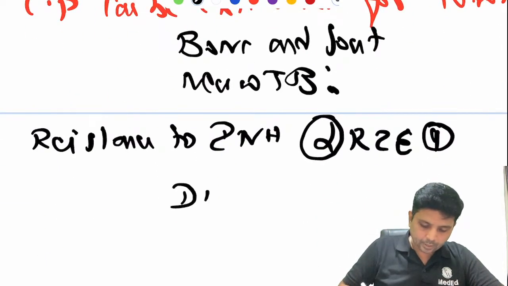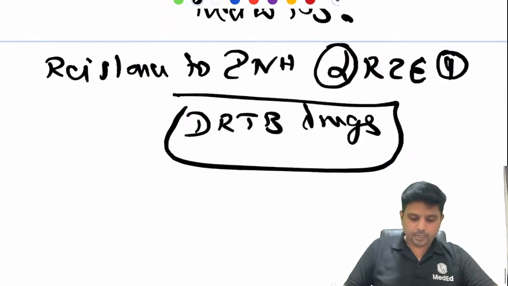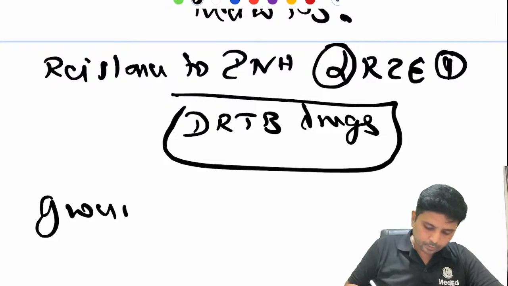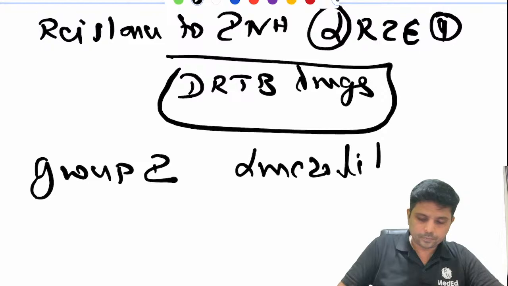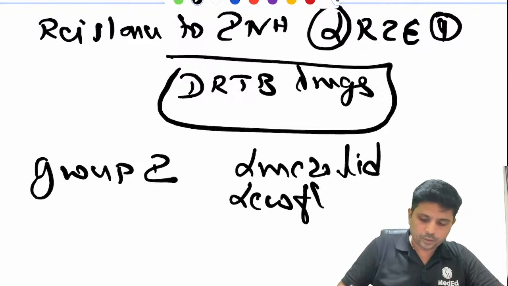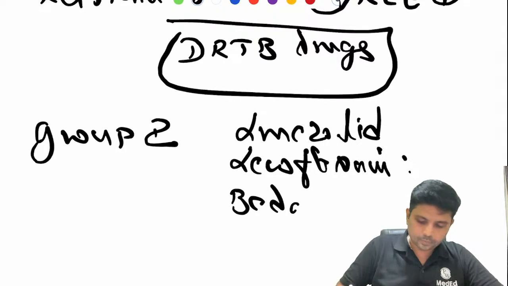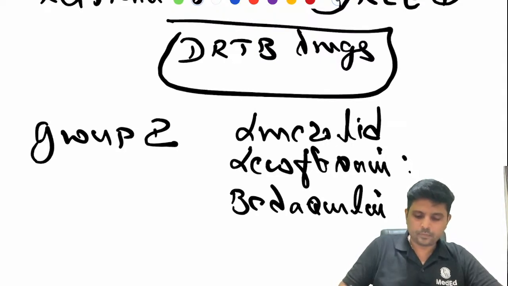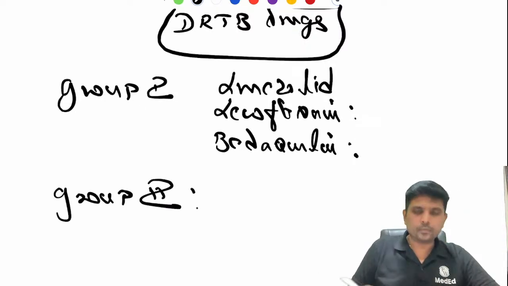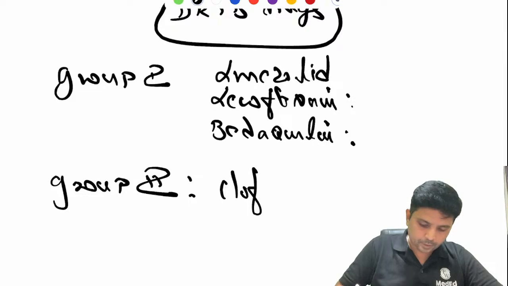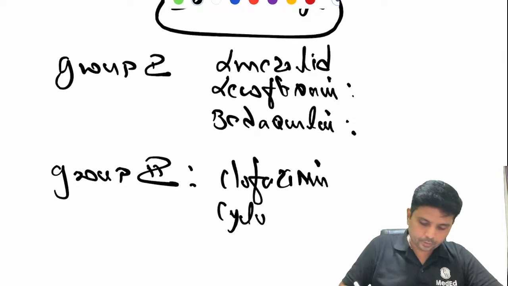And finally, what are DRTB drugs? You have group 1, which includes linezolid, levofloxacin, and then bedaquiline. And then group 2 drugs: you have clofazimine and then cycloserine.